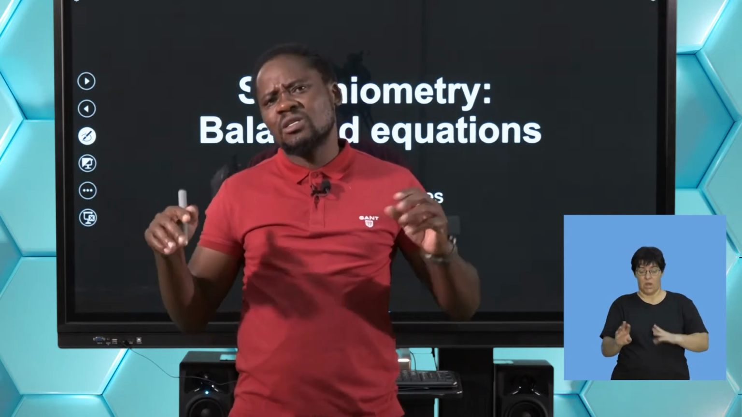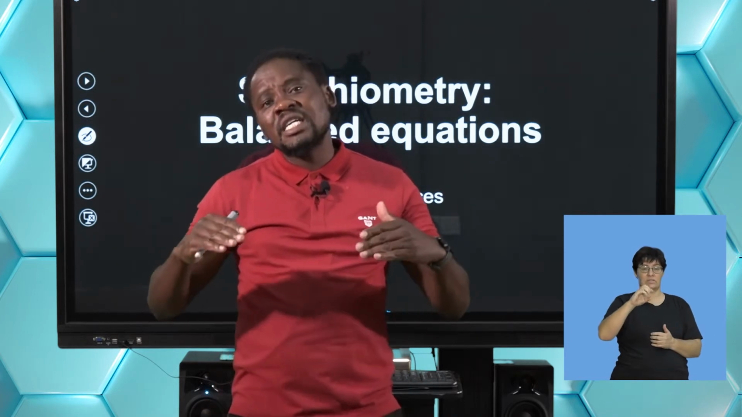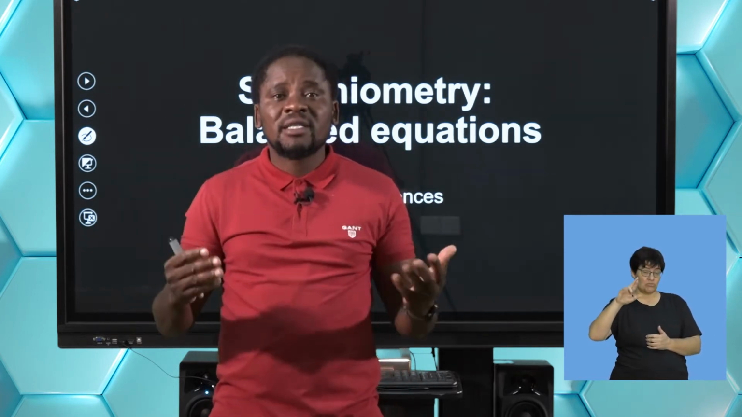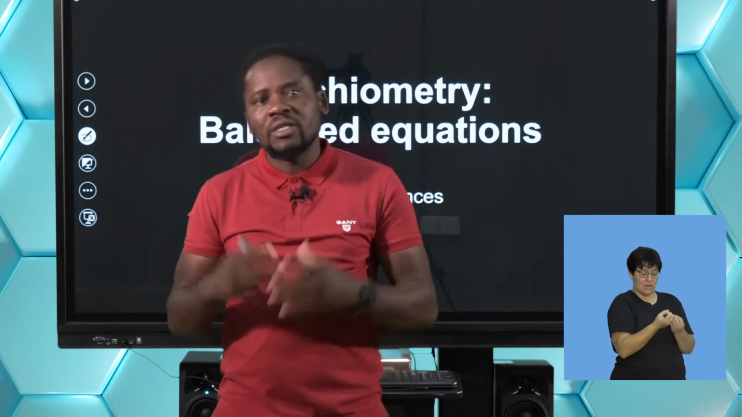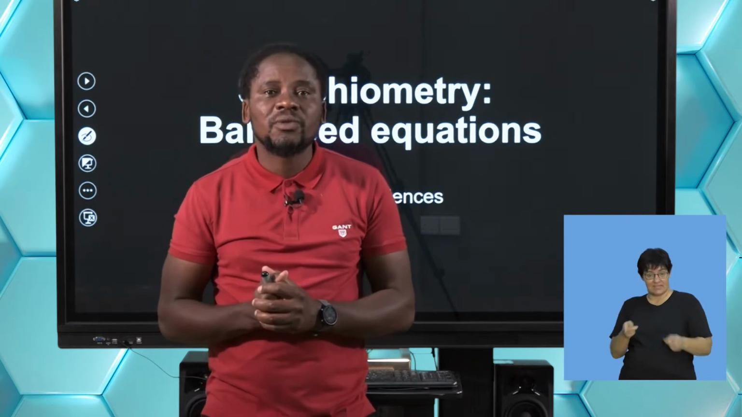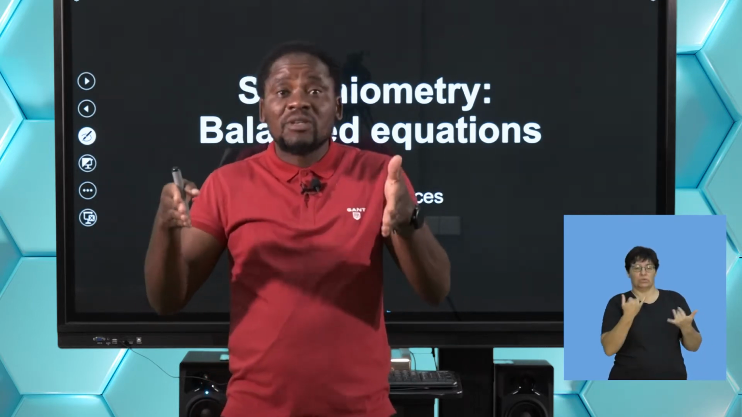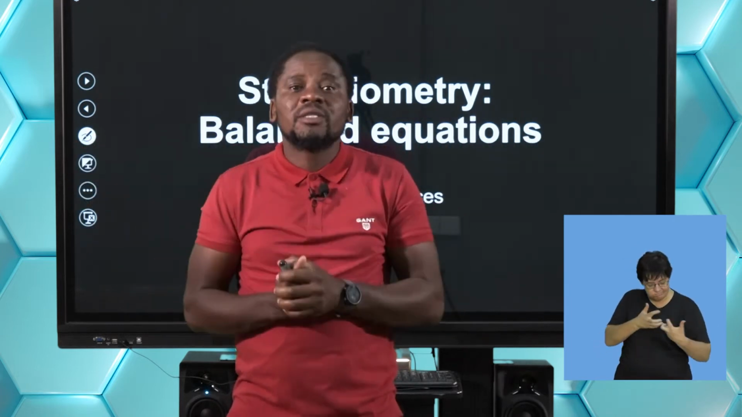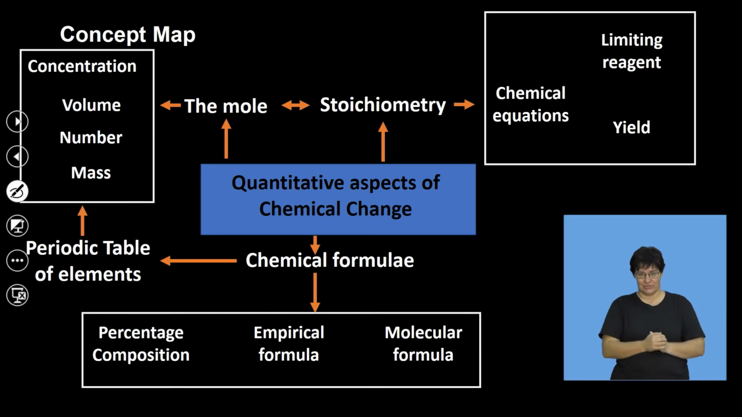So we'll look at the stoichiometric ratios in which substances react and try to derive a deeper understanding of what exactly that tells us in terms of the quantitative aspects of that reaction. Now let's look at the overview of today's lesson and see how it fits into the broader quantitative aspects of chemical change. Right. This is our concept map.